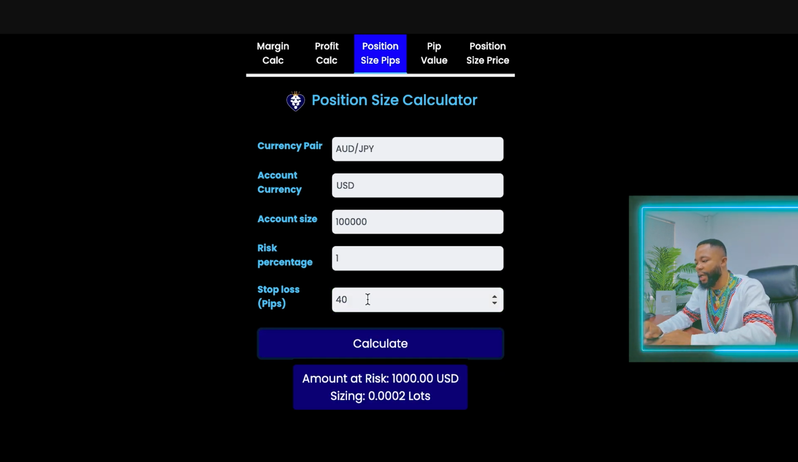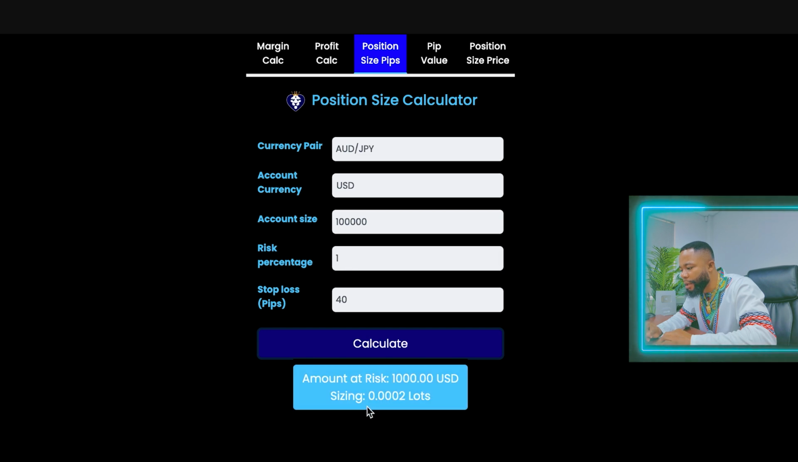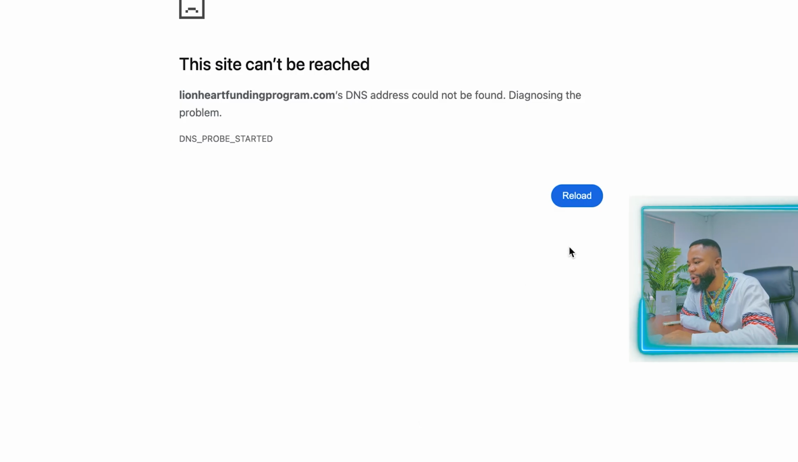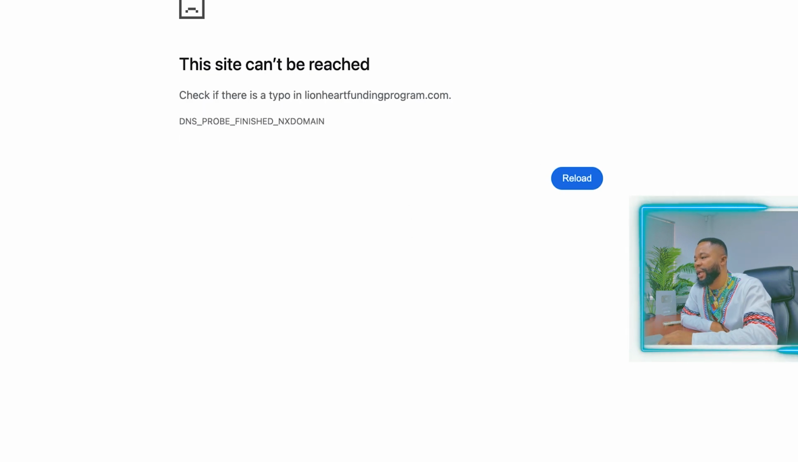In our case, stop loss in pips is 40, AUDJPY, 1%. Sizing, something is wrong. AUDJPY 0. You see what I'm talking about? There's no way the lot size was going to be 0.0000. It was just because my internet was down, so that's why we got the wrong answer. So we're going to refresh the page again and then try.